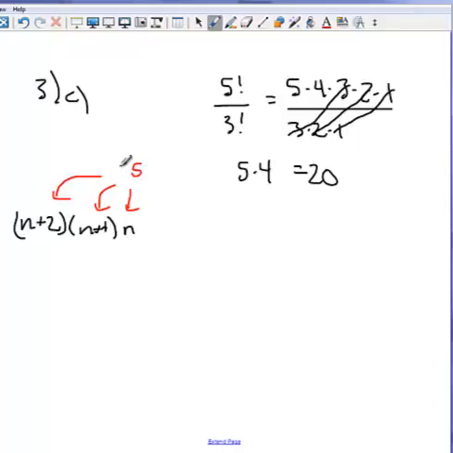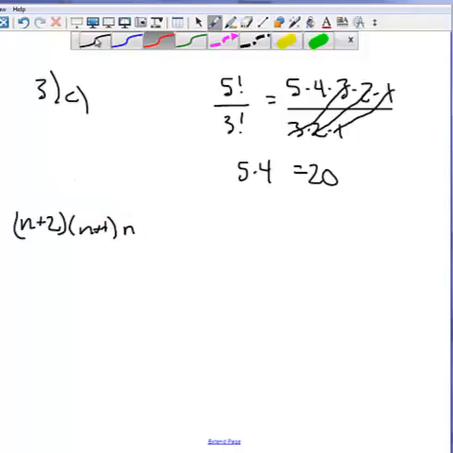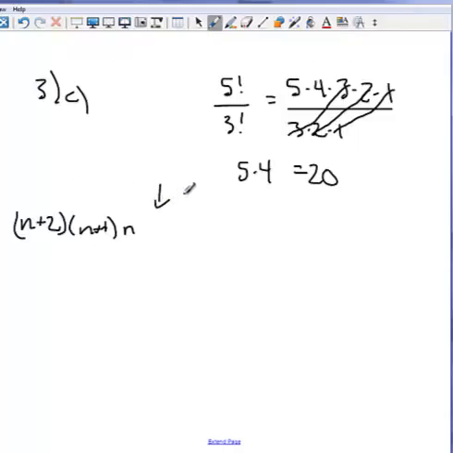So that might be 5, 6, 7, or it could be 4, 5, 6. It could be 100, 101, 102. It's just three numbers that come in order. But you notice there's no dot dot dot 3, 2, 1 this time, right? So it just ends at the n.